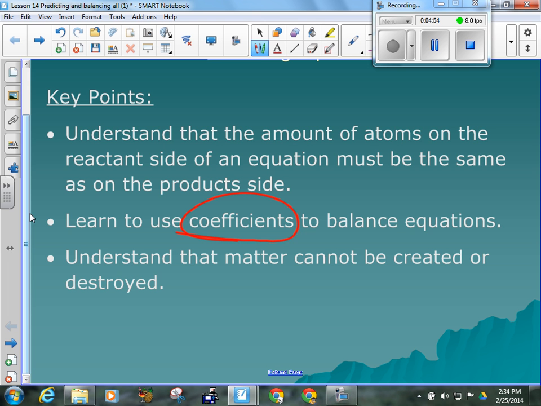Right? The reason for that is that if we change those numbers, we actually change the stuff we're dealing with, and that's not how you balance a reaction. All right? And then lastly, understand the law of conservation of matter. Matter cannot be created, and it cannot be destroyed. It can be changed, it can be altered, but you're always going to have the same amount of matter you started with.